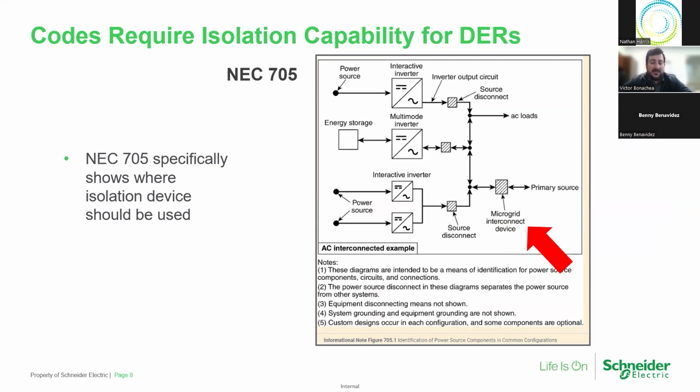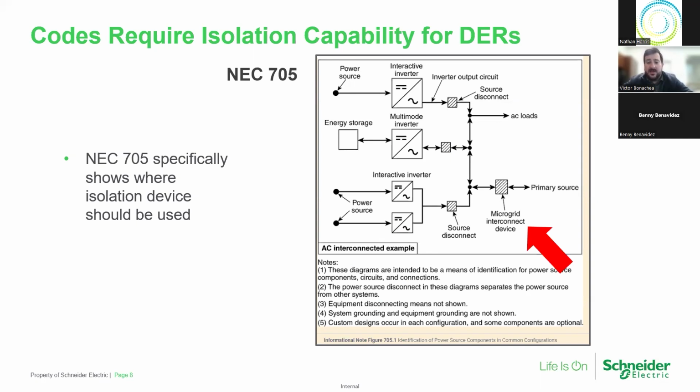So over here, we actually have an example, again, a reference from the National Electric Code. This is actually an image captured from Article 705, shows something called a microgrid interconnect device here, which is essentially the same thing as an isolation device, or as in our world, something we call source packs of the Schneider and ASCO world. And you can see the way it's positioned. On the left-hand side, you have your inverter-based sources, your DERs. And at the top, you can see the AC loads. So those AC loads are your critical loads.